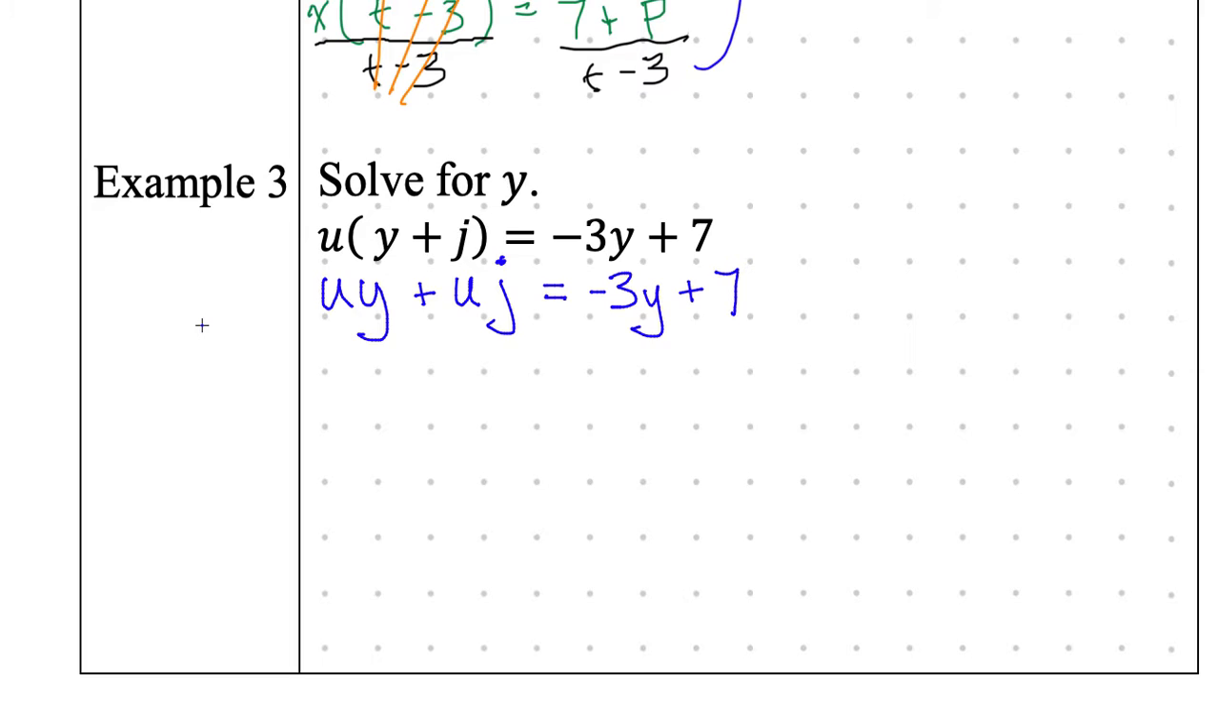You ready for the next one? Or is it a question? No, never mind. We have distributed the u into the y and the j. If you want to do your little symbols, u into the y into the j, you can, so you can understand how to get from the first step to the second step.